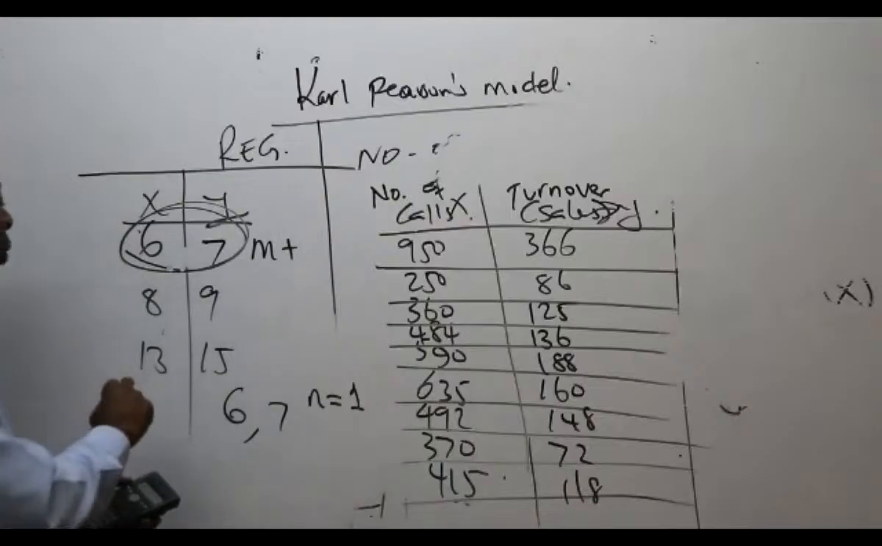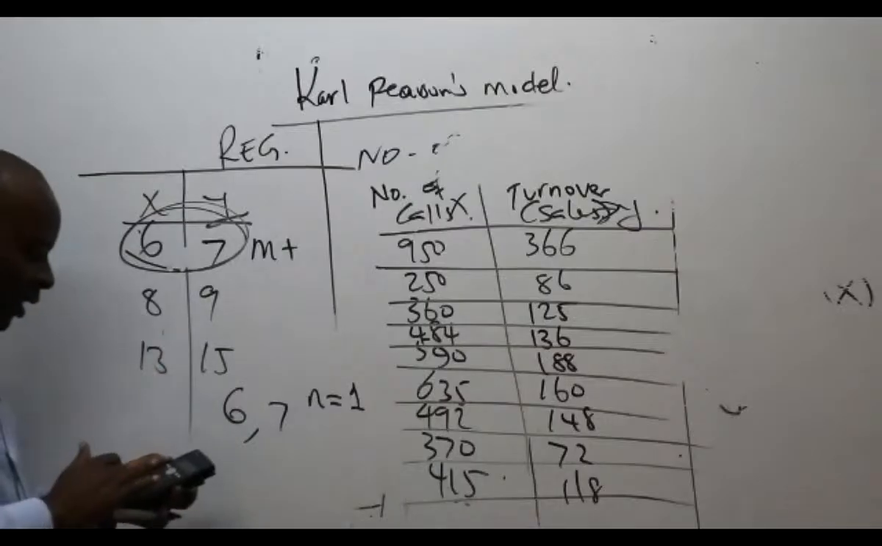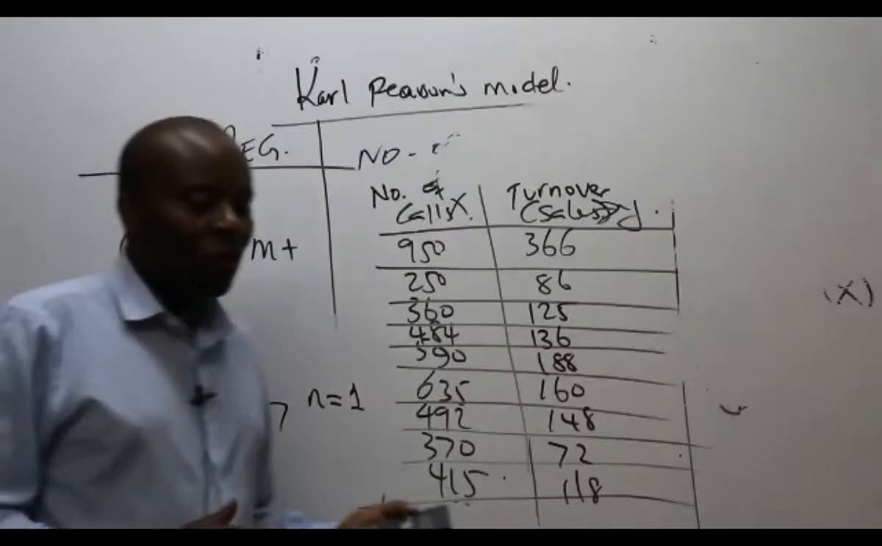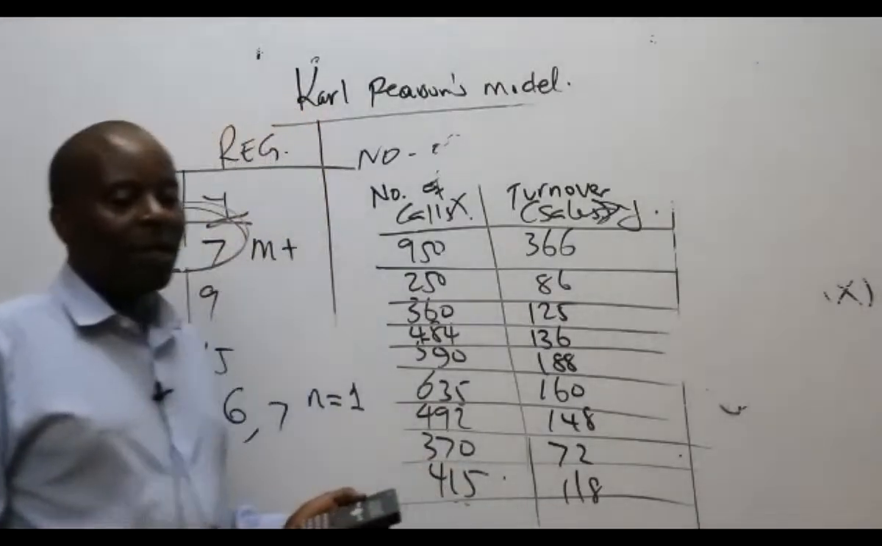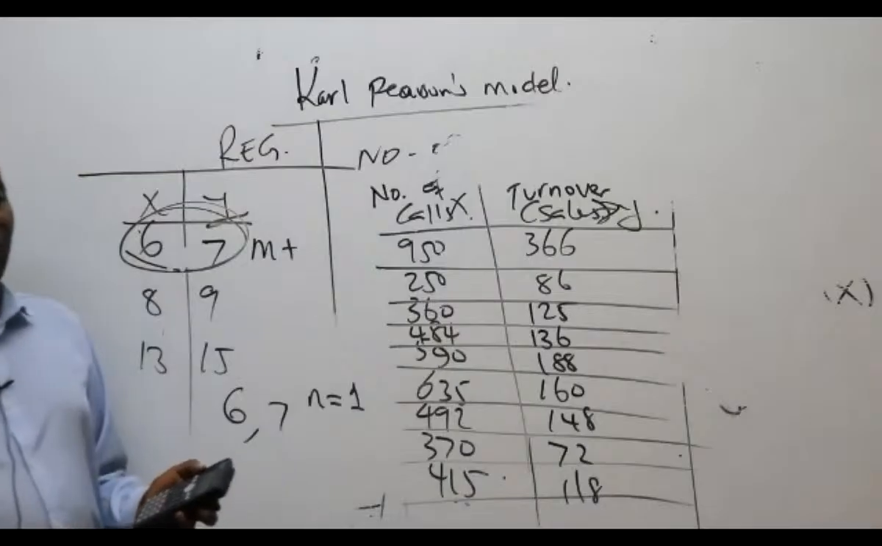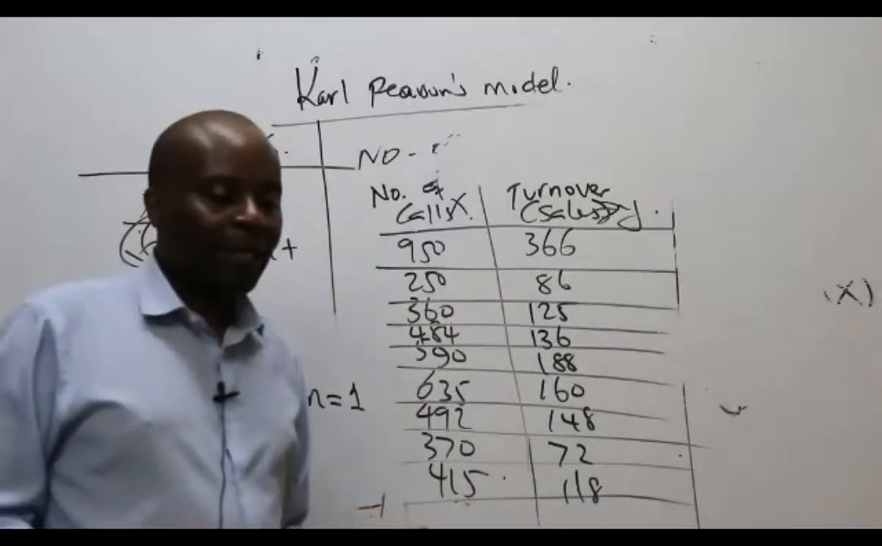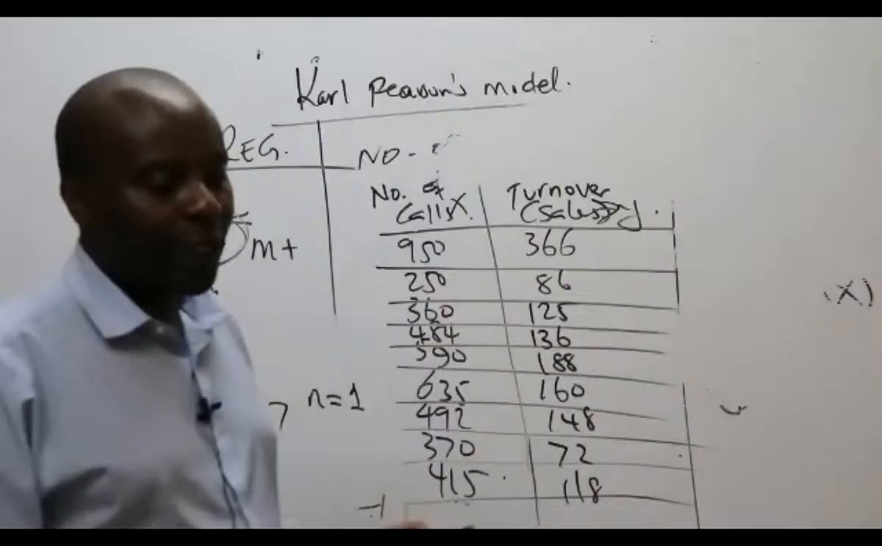So we got the last one, which is 13,15. Then you say M plus. What are you able to see there? It says N equals 3.